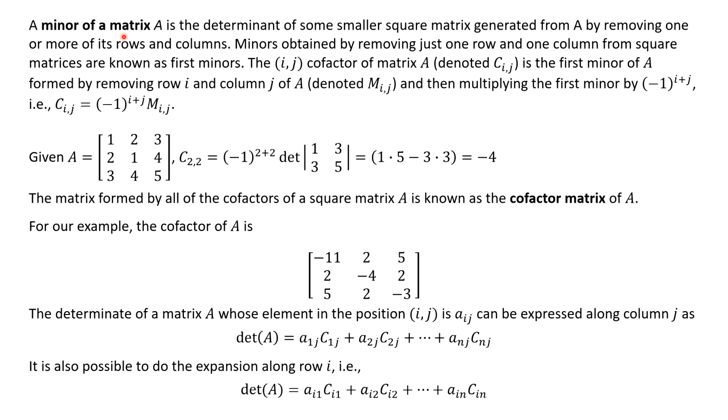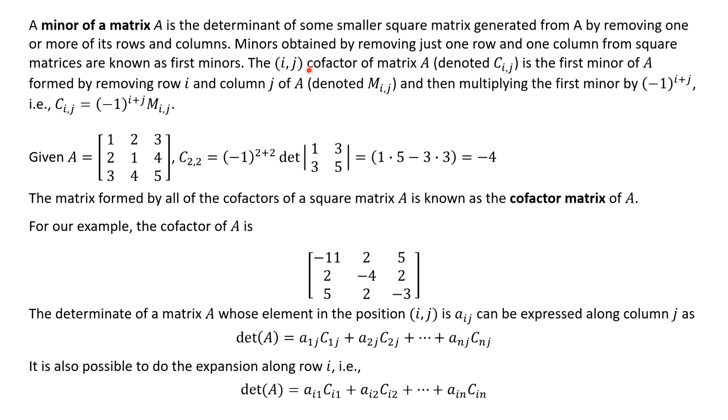I talked about the minor of a matrix a little bit earlier in another lesson. I'm going to go into a bit more detail here. So a minor of a matrix A is a determinant of some smaller square matrix generated from A by removing one or more of its rows and columns. Minors obtained by removing just one row and one column from square matrices are known as first minors. These are the ones we're interested in here.